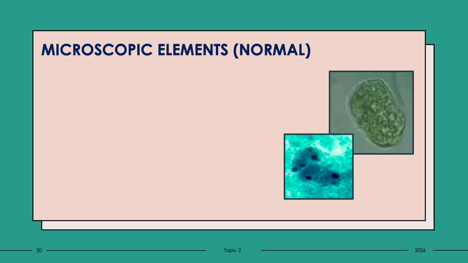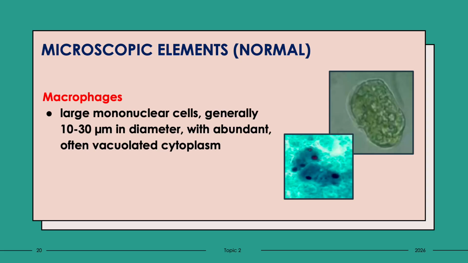So now let's talk about the normal microscopic elements found in stool. Again, these are normal, but an increase in numbers can impose a clinical significance. The first ones are macrophages. Macrophages are large mononuclear cells, generally around 10 to 30 micrometers in diameter. They contain an abundant, often vacuolated cytoplasm, just like here in this picture.